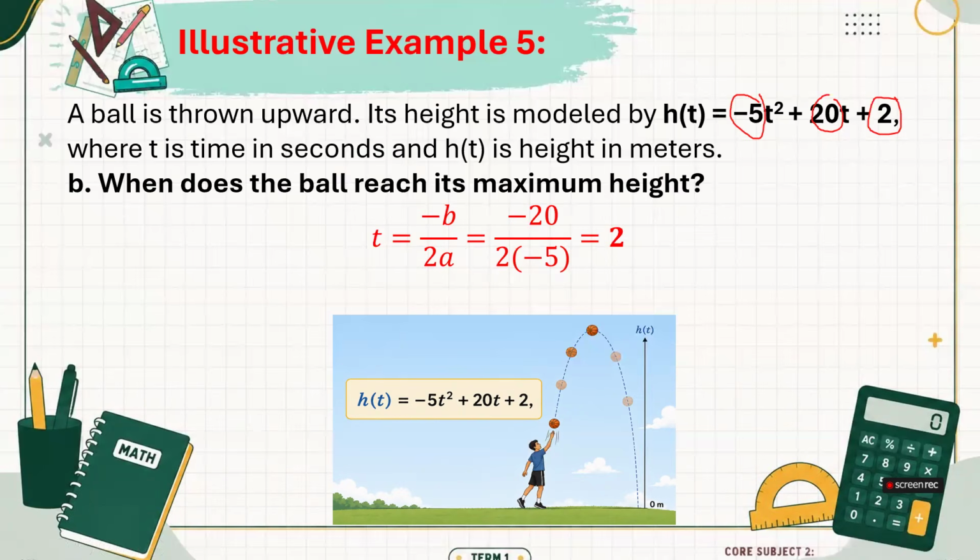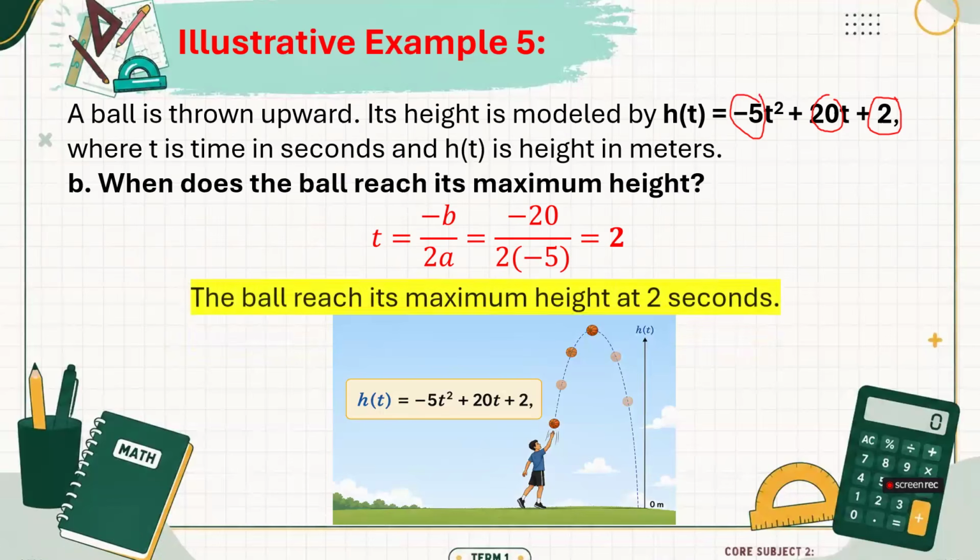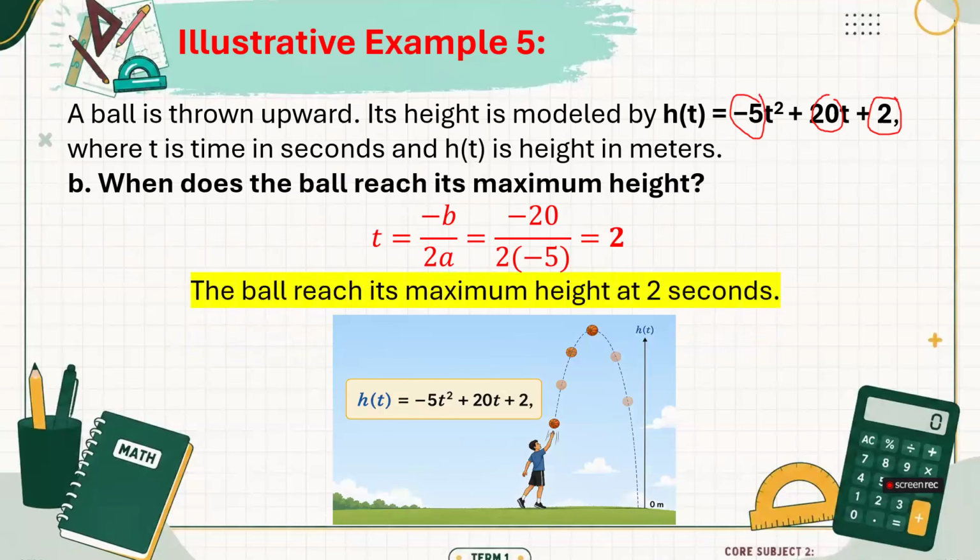Okay? So when the maximum occurs, always use the formula negative b over 2a. Okay, so it means that in this given problem, the ball reaches its maximum height after 2 seconds. So this is how we interpret it. The answer is 2 seconds because t represents the time.